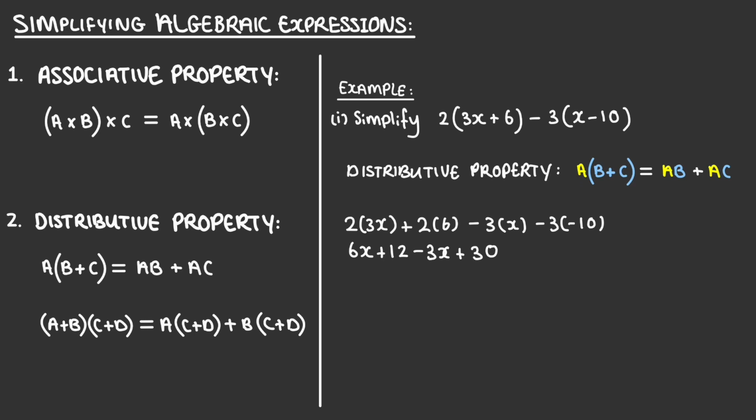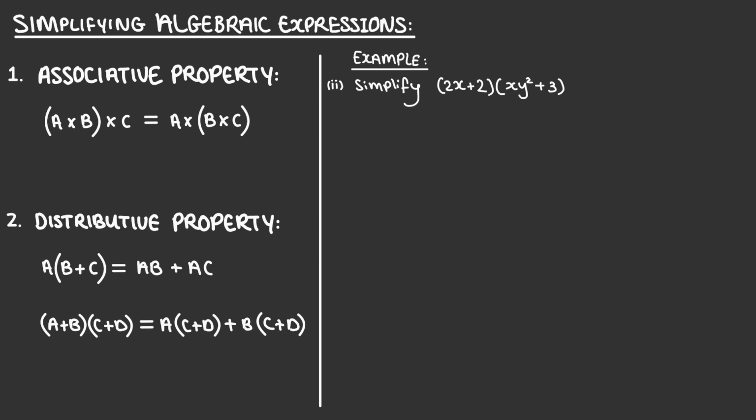Now at this point in the video, if you're getting confused by the different signs, it would be worthwhile to go back to my video on integers, where I talk about how to multiply numbers which have the same signs and which have opposite signs. We can rearrange our sum to have x's on one side and numbers on the other. So we end up with 6x minus 3x plus 12 plus 30. Simplifying by adding and subtracting, this leaves us with 3x plus 42.